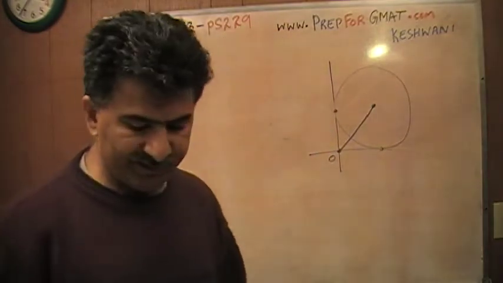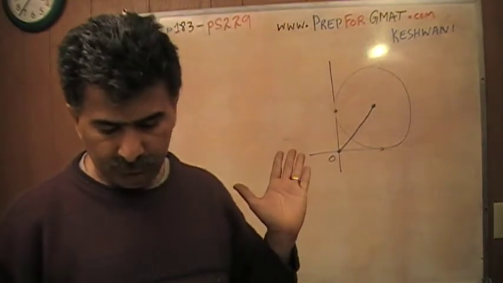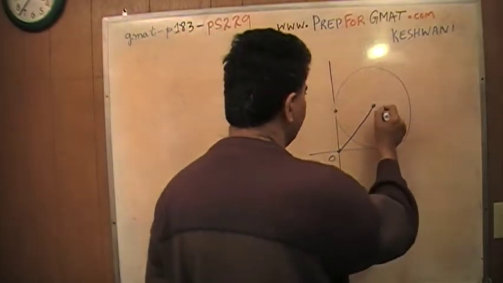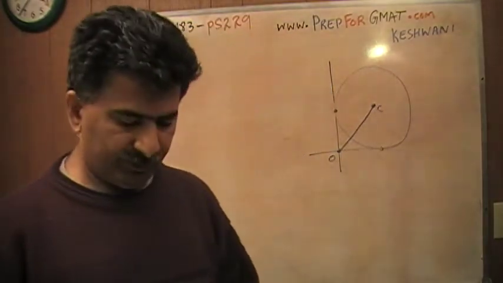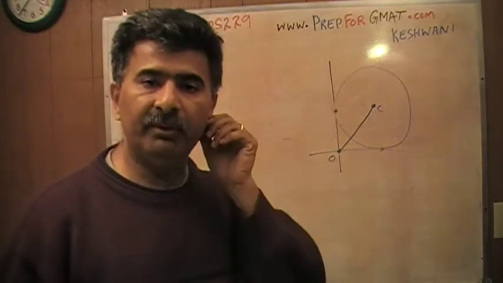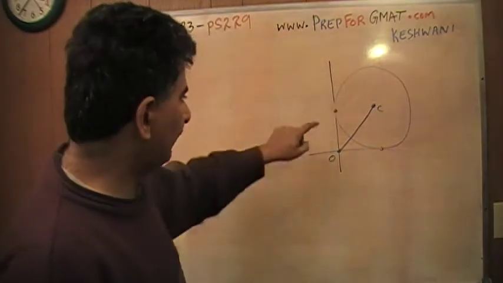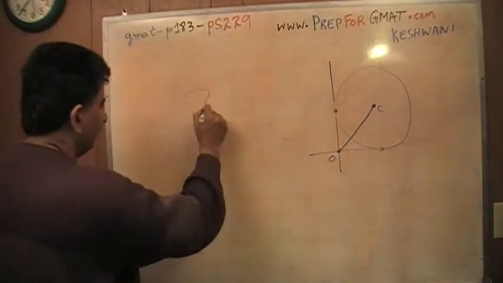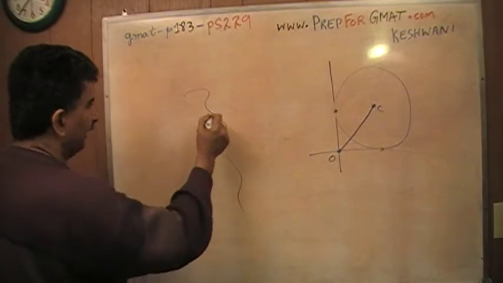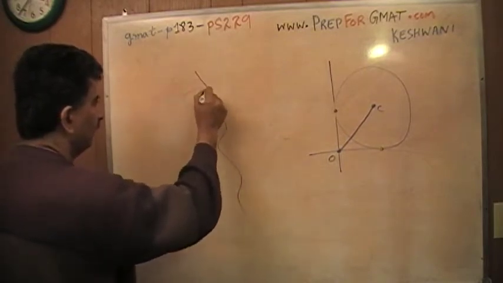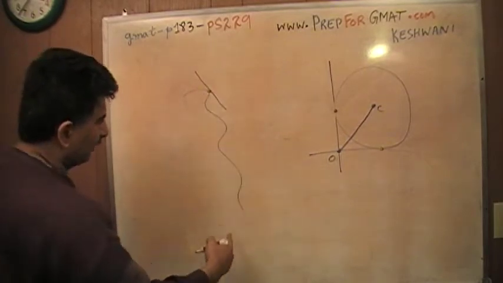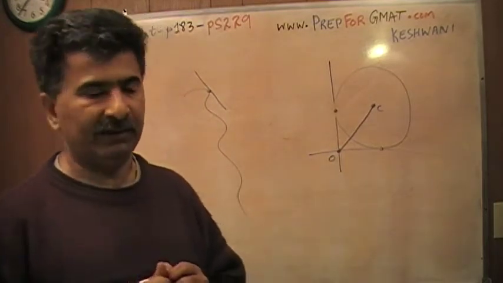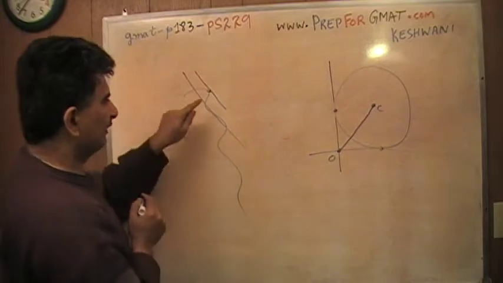Now, what does it mean to be tangent? The circle with the center C shown above is tangent to both axes. What does it mean? If something is tangent, for example, this line that I'm going to draw is tangent to this curve at that point. What that means is that it touches that curve at only one point. That's it. It doesn't go through it. It's touching it at one point.